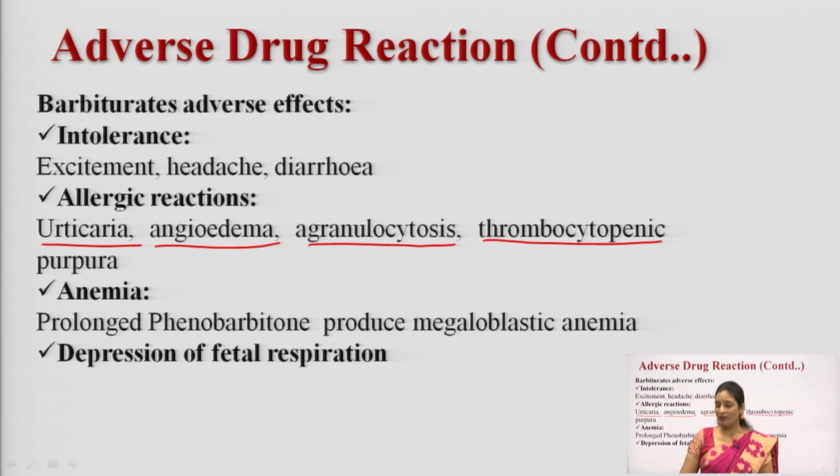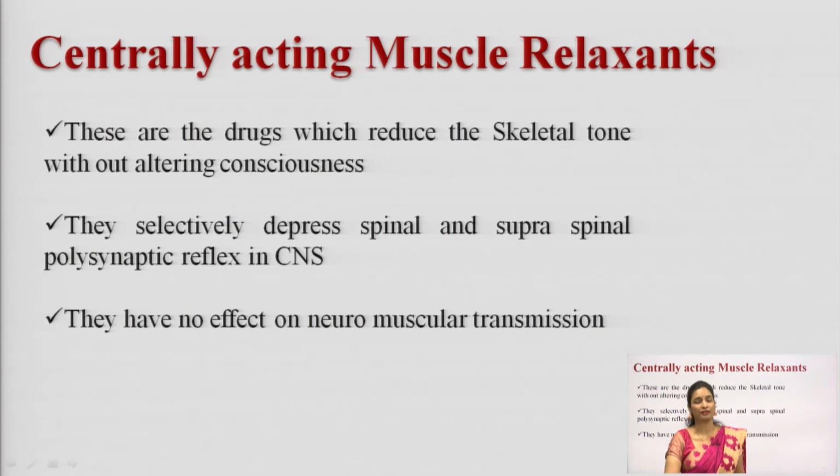Okay. So, now we will move to the centrally acting muscle relaxants. What is the major difference between centrally acting muscle relaxants and peripherally acting muscle relaxants? Both are drugs which relax the muscle, but one drug relaxes the muscle by acting centrally, and the other relaxes the muscle by acting peripherally.